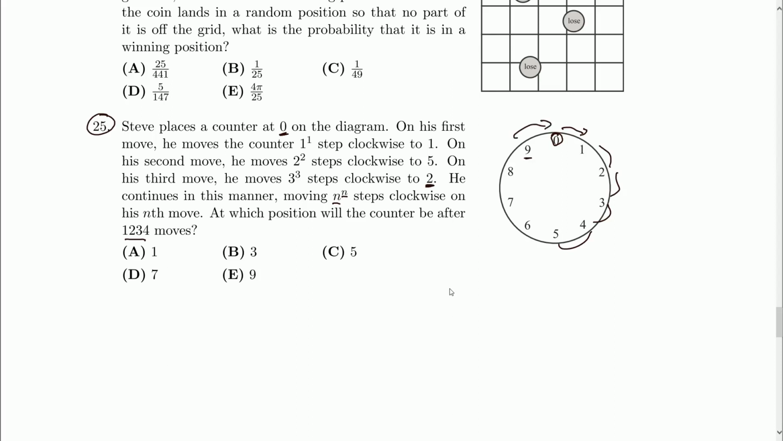Now, you can view that 0 as going from 9 to 10. And so you could say, after the first move, we're at 1. After the second move, we add on 2 to the 2, which is 4. And after the next move, we add on 3 to the 3, which is 27. And then 4 to the 4, which should be 256, and so on. But really, what's the counter doing? The counter's just keeping track of the ones digits. If you're familiar with modular arithmetic, the mod 10 digits.